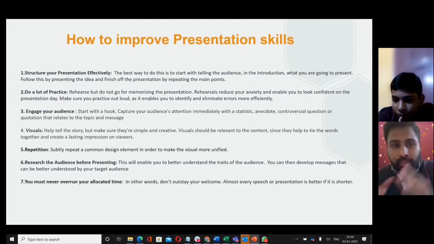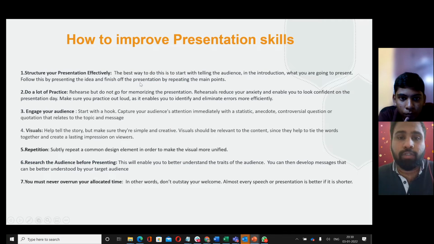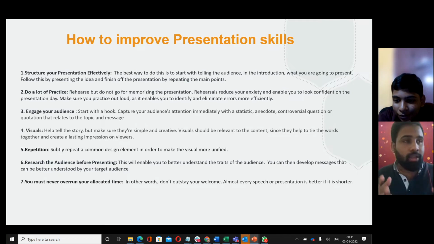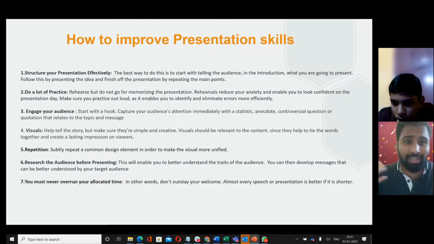Okay, sir. Follow this by presenting, now the second line: follow this by presenting the idea and finish off the presentation. So after that, you're going to show the slides. At the end, you are going to tell the same thing you told at the starting. So I hope you understood, or I hope you got a glance or an overview of what my machine wants to bring about in the country. And the whole idea, like I mentioned at the start, was to prevent the virus from affecting students like me and the teachers as well.